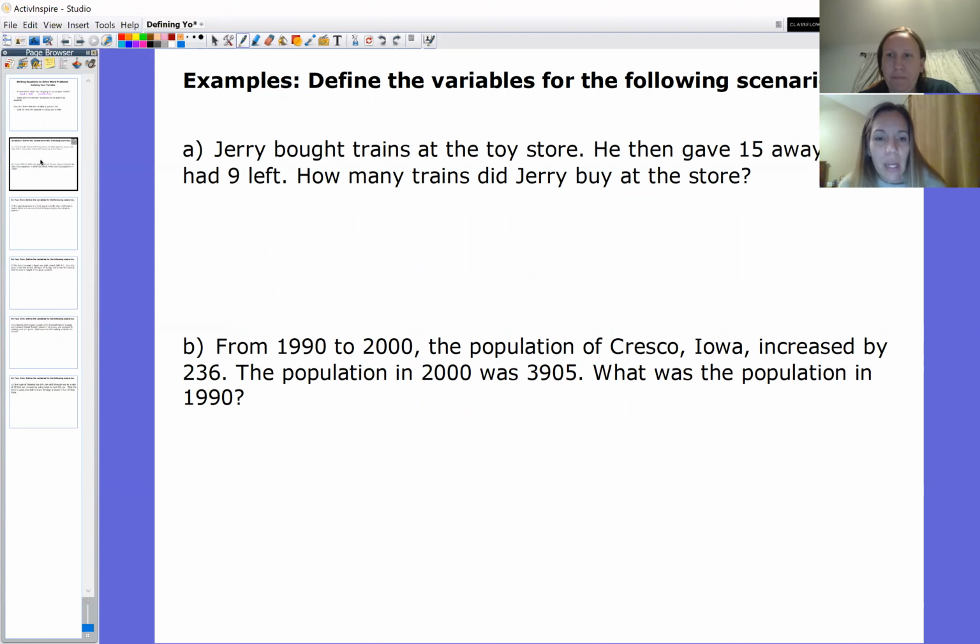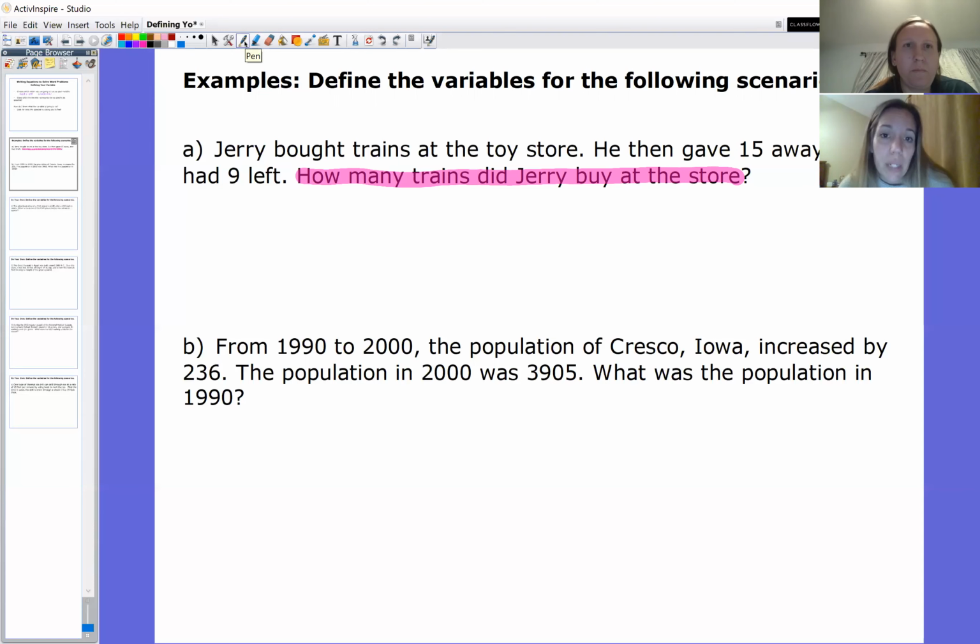So example A, Jerry bought trains at the toy store. He then gave 15 away and had 9 left. How many trains did Jerry buy at the store? So what is this question asking us to find? How many trains did Jerry buy at the store? And the one thing that Mrs. Prange and I want you to maybe try to do is underline or highlight or circle that question. So here I can see Jerry wants to know how many trains did Jerry buy at the store.